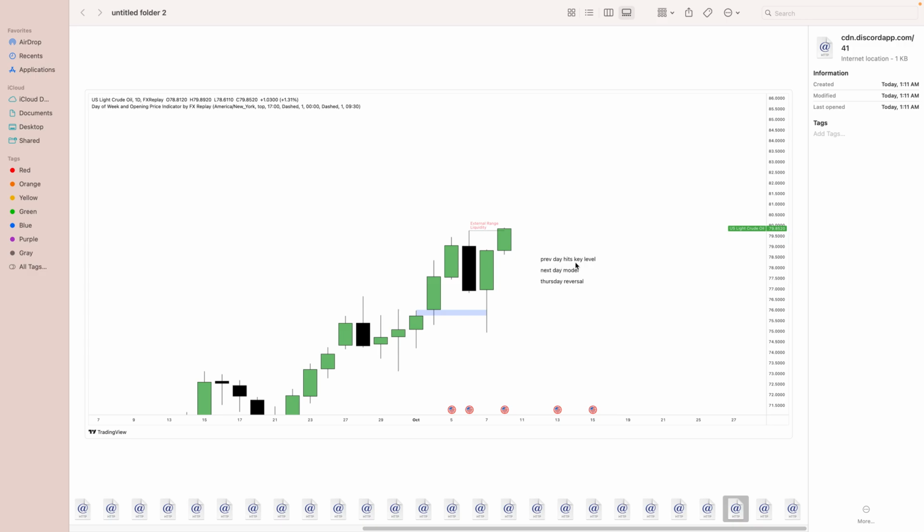So this is previous day hits key level, as you see here. So we're trying to catch that distribution, right? Also, Thursday reversal, we have Monday, Tuesday, Wednesday. Thursday takes out Monday's low, and obviously we're going to take out Wednesday's high.